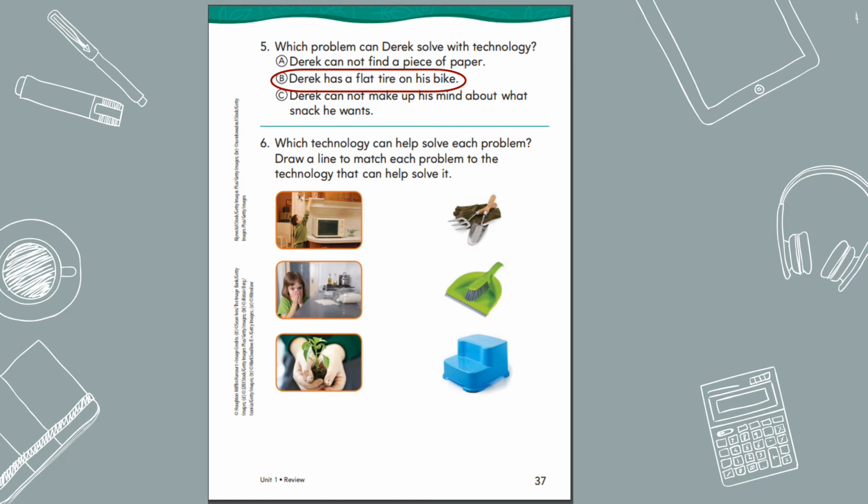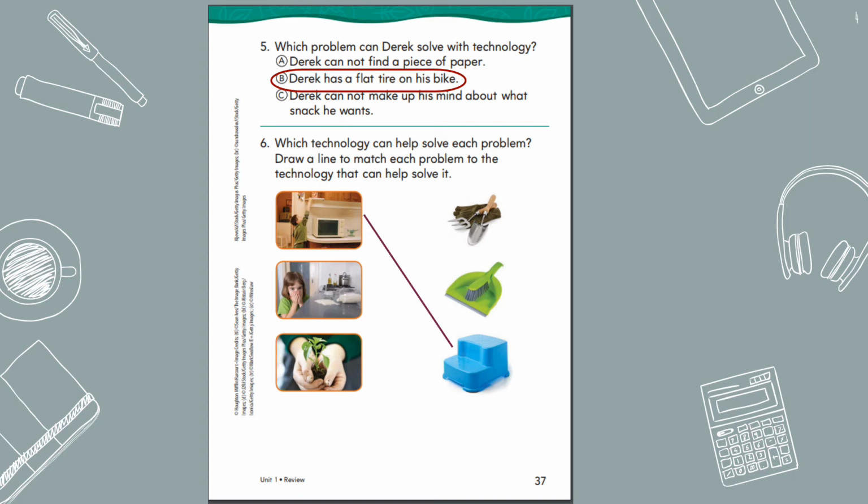Which technology can help solve each problem? Draw a line to match each problem to the technology that can help solve it. So if you look at the first picture, there is a boy who's trying to reach some snacks on the top of the shelf in the kitchen. So which of the three options in the other column do you think will help him raise to the level so that he can reach the box? Let's look at the answer. So he can use the stool to climb on it and reach the snack box.